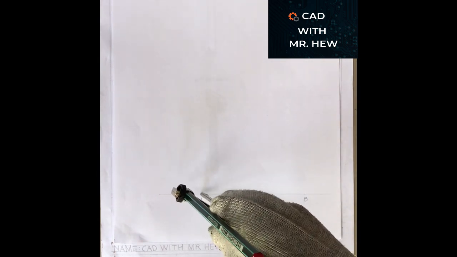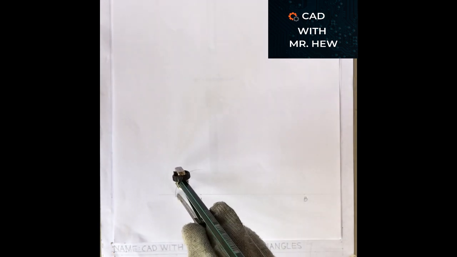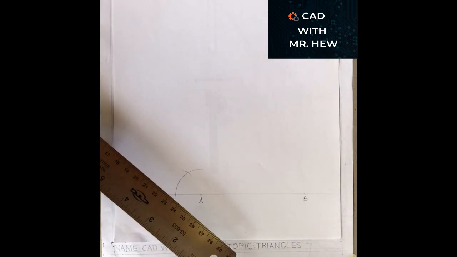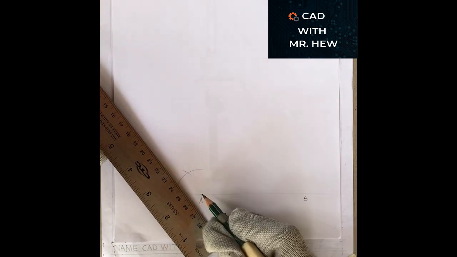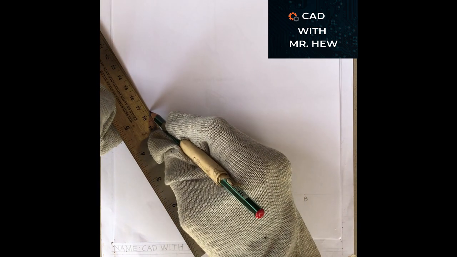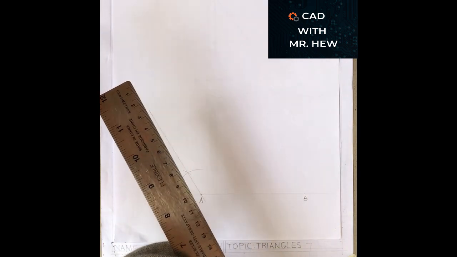Then we're going to construct a 120-degree angle at A. So we mark an arc from A. Then where the arc intersects the baseline, we mark an arc with the same radius. Then we use a ruler and pencil to draw a line from A through the intersection of the two arcs. This angle is 120 degrees, right?